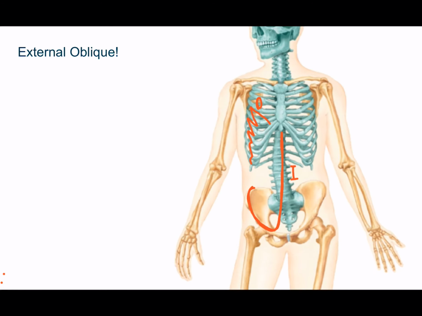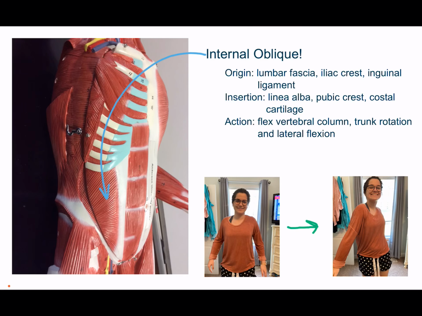So there's your insertion and your origin. It's kind of hard to draw on the skeleton, but it inserts in between the ribs in a jagged kind of motion, and it takes up this whole space under your rectus abdominis, but above your internal oblique. So your internal oblique runs like this instead.